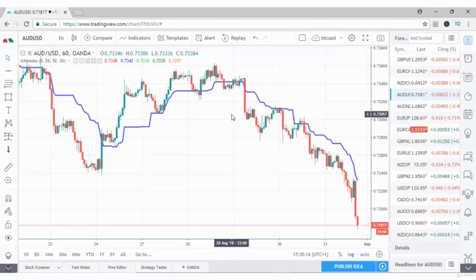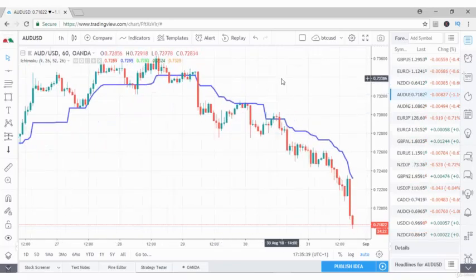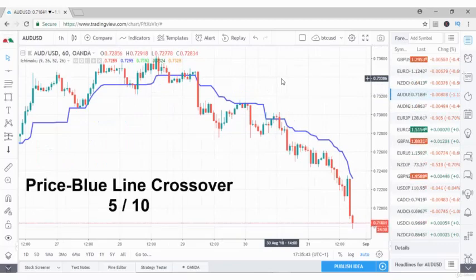So I will say that when the price is above the blue line, we have a bullish market. When the price is below the blue line, we have a bearish market. I wouldn't talk about signals in this case, because the price crossing the blue line alone, without considering other factors, can't be used to generate signals. So we will use it more like a condition to analyze the market. I give to this method an importance grade of 5 out of 10, so it is important but not fundamental.